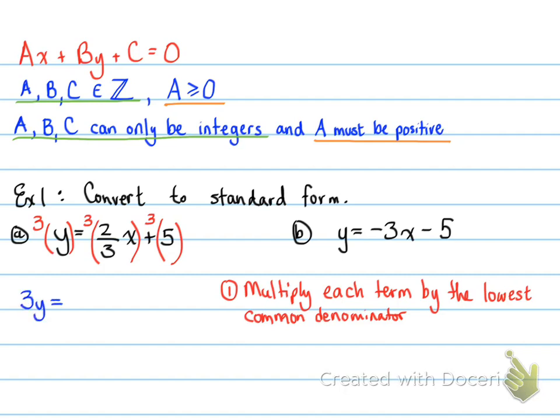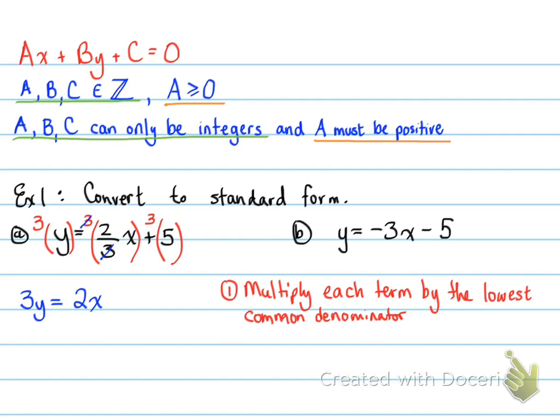So you end up with 3y is equal to, now this next one's a little tough for people to understand, so we'll go through it slowly. 3 times 2, and then you divide by 3. Or 3 divided by 3, and then you times that by 2. The result will be 2x.